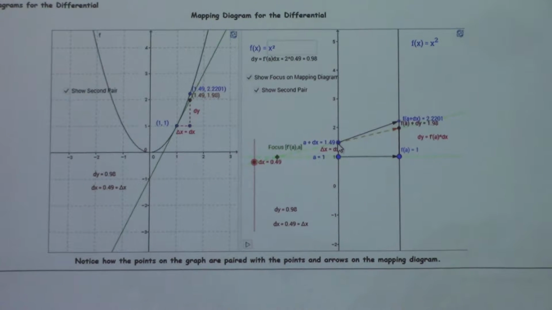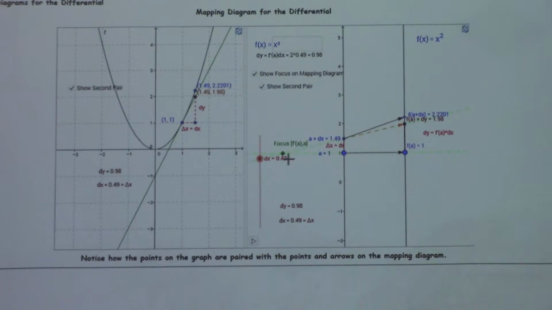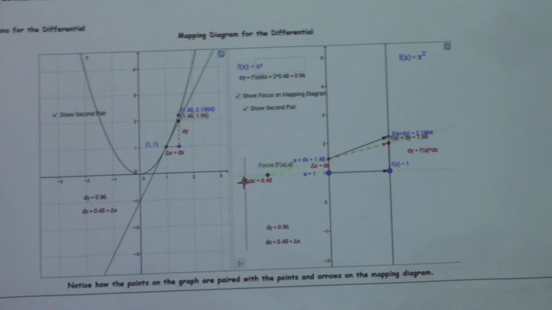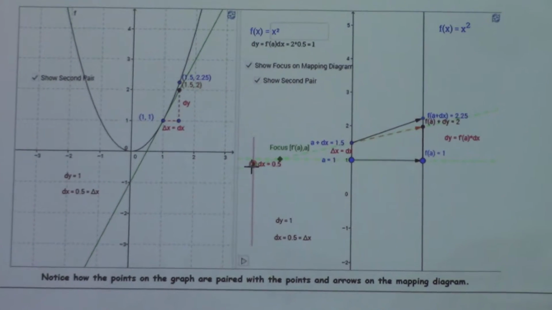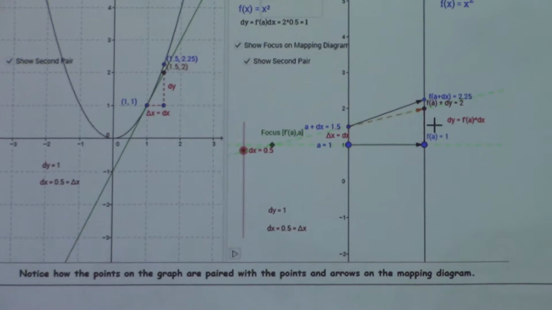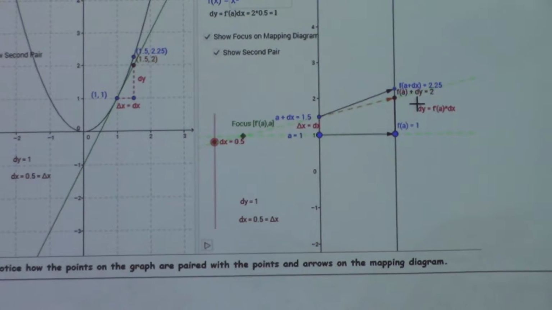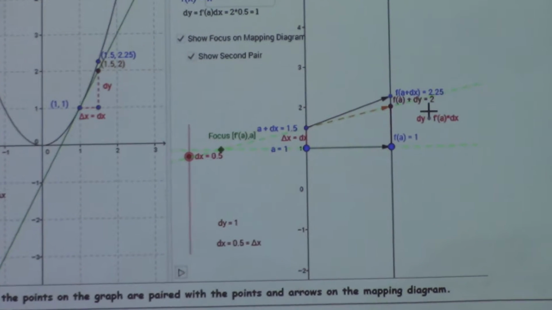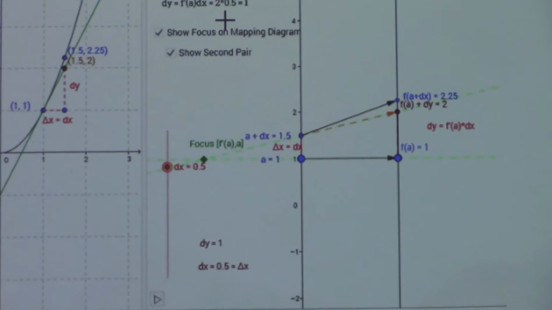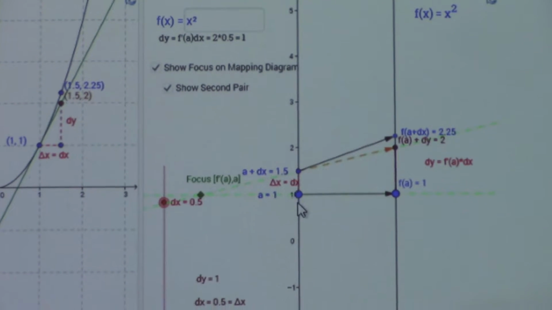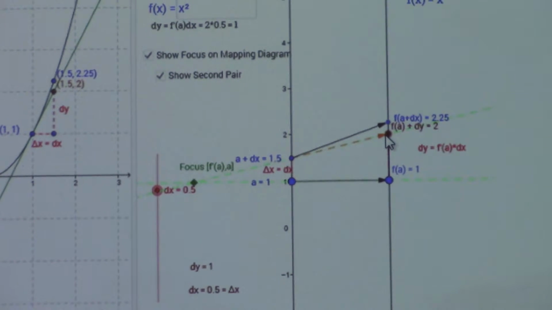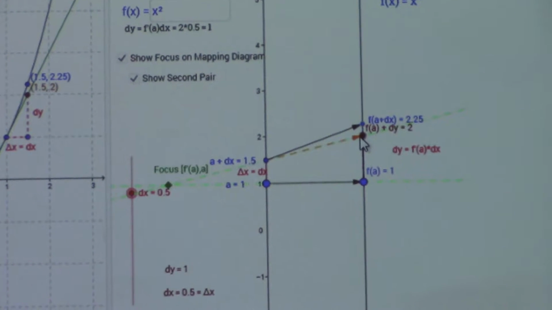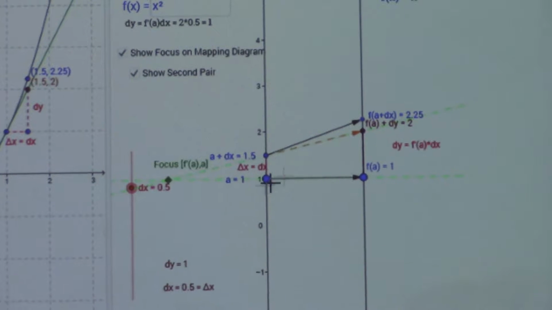So this point has added a little bit more than half, a little less than a half. The change in x is a half, and our estimate for the value of the function is a half times 2, which is 1, added to the 1 gives us 2 as our estimate. That's the linear estimator, or the differential.